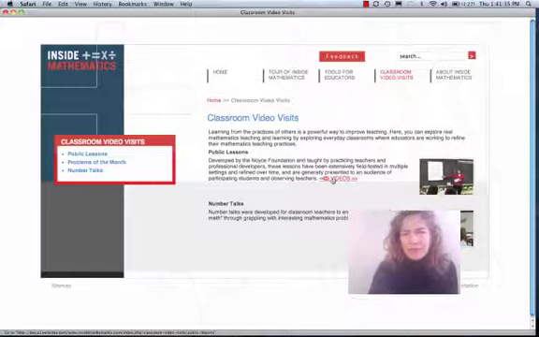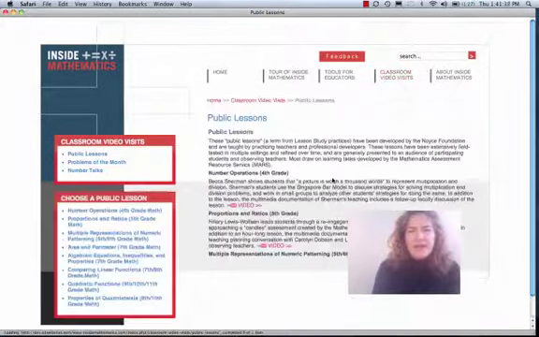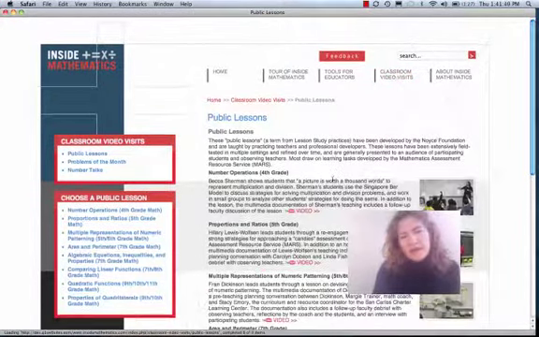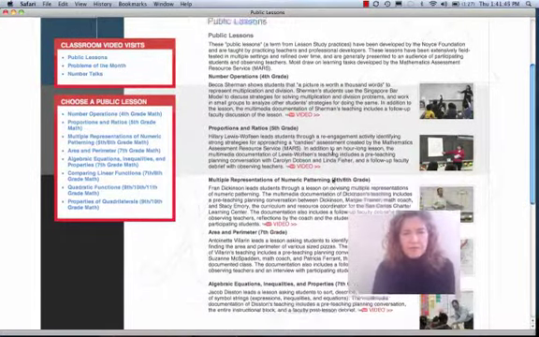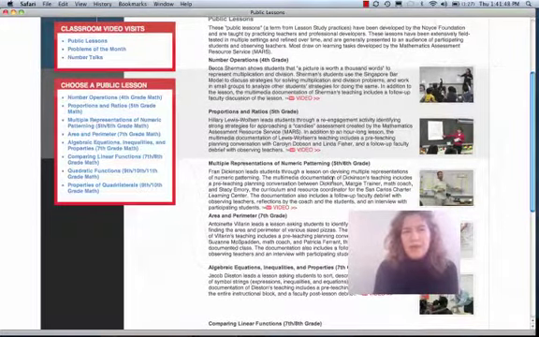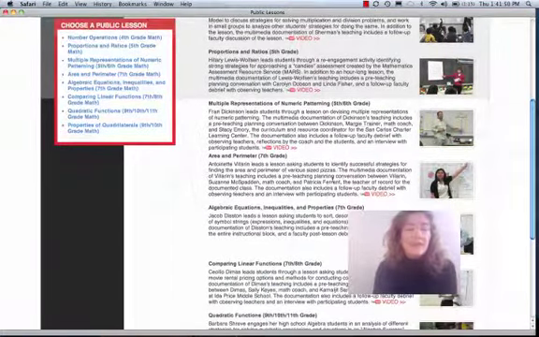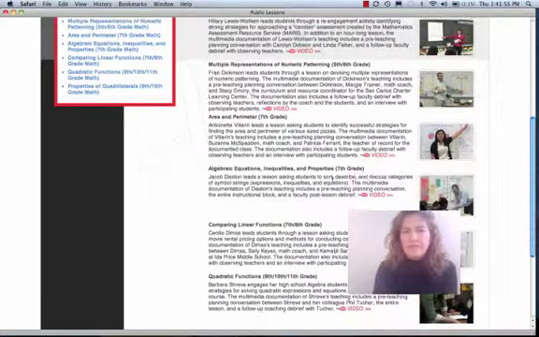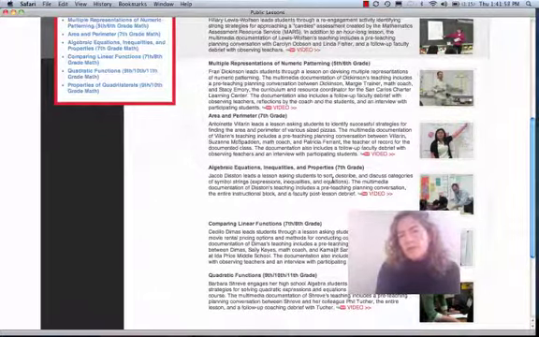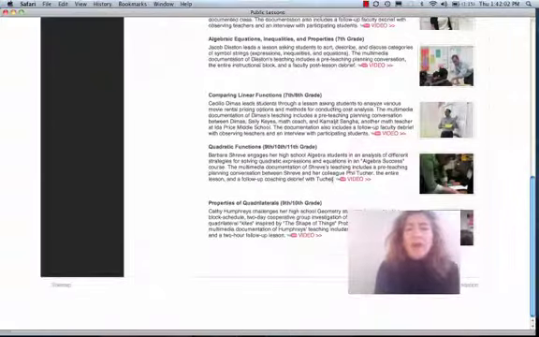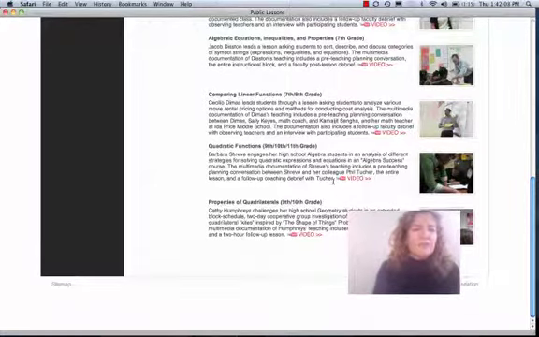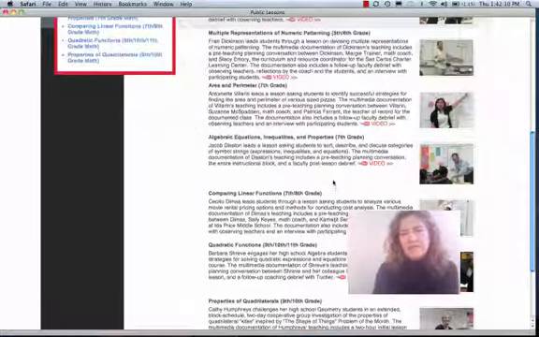If I click, for example, on Public Lessons, I can see that these begin in fourth grade with Becca Sherman, proceed through proportions and ratios at fifth grade, multiple representations of numeric patterning in fifth and sixth grade, area and perimeter, and moreover, proof around area and perimeter in seventh grade, algebraic equations, inequalities, and properties in seventh grade, comparing linear functions in seventh and eighth grade, exploring quadratic functions in ninth, tenth, and eleventh grade, and proving properties of quadrilaterals in 9th and 10th grade.